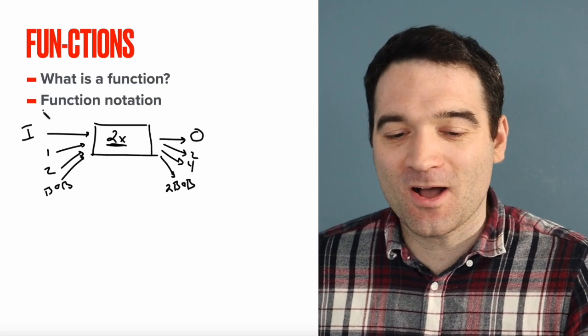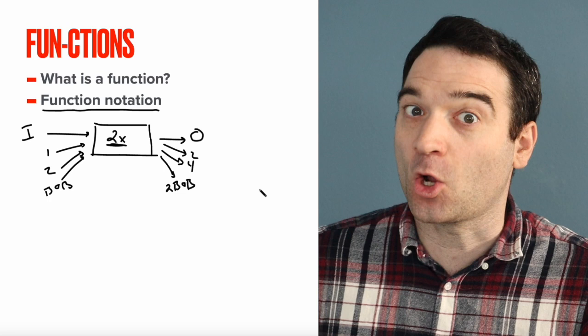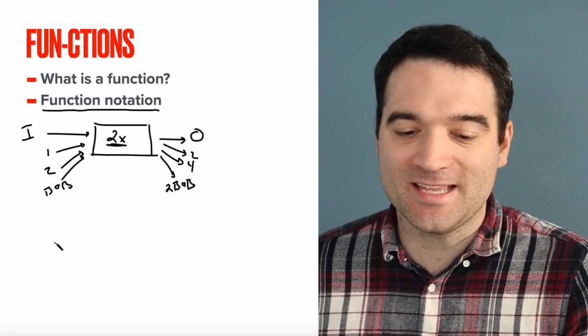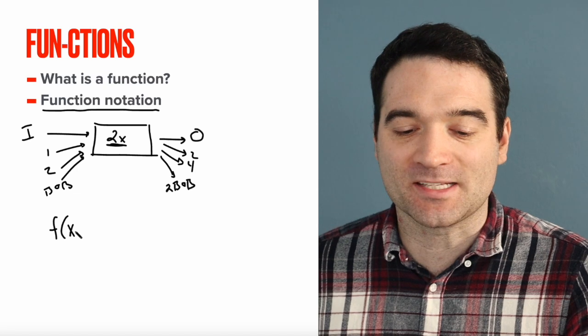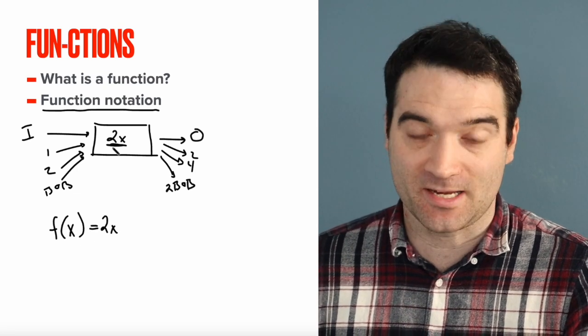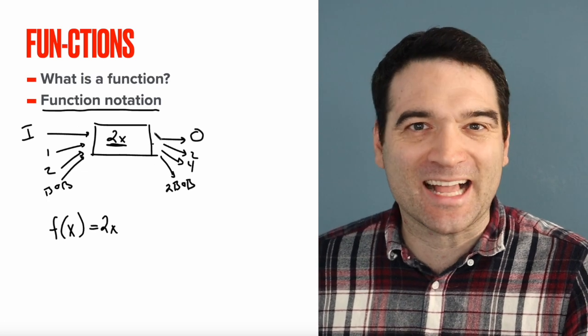Now, let's talk about how we represent this in an equation. The function notation that you may be familiar with is f of x. And I'm going to write a sample function. Why don't I just write this one? f of x equals 2x, right? The one that we just did here. This is describing exactly what this machine is doing.